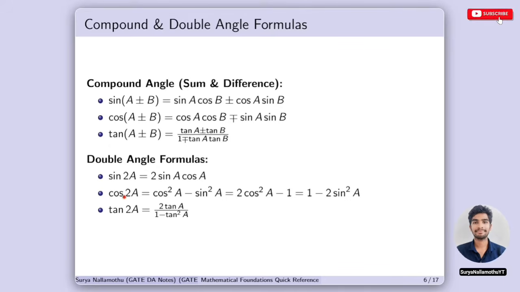Double angle formulas. These are the double angle formulas: sin 2a is equal to 2 sin a cos a, and cos 2a is equal to cos square a minus sin square a. This is one important formula. There is a chance to get a question on the GATE exam. Cos 2a is equal to cos square a minus sin square a, is equal to 2 cos square a minus 1, is equal to 1 minus 2 sin square a. And the tan 2a formula becomes 2 tan a by 1 minus tan square a.